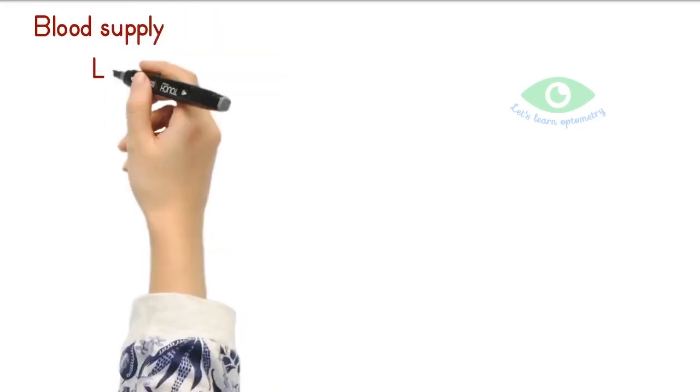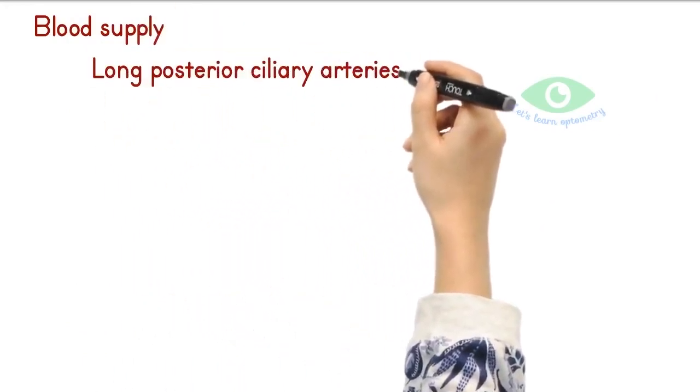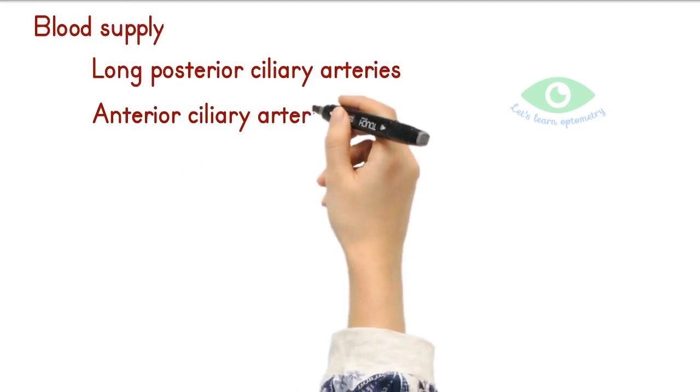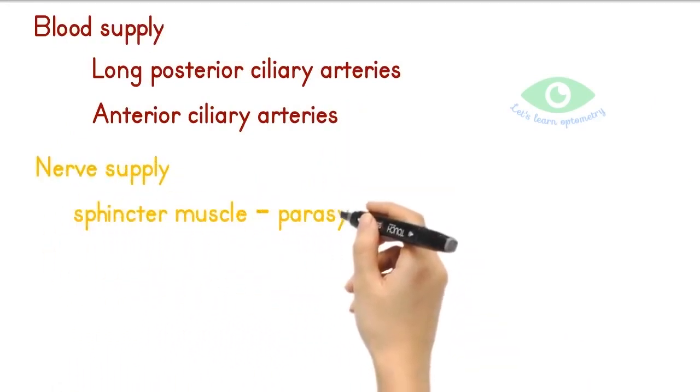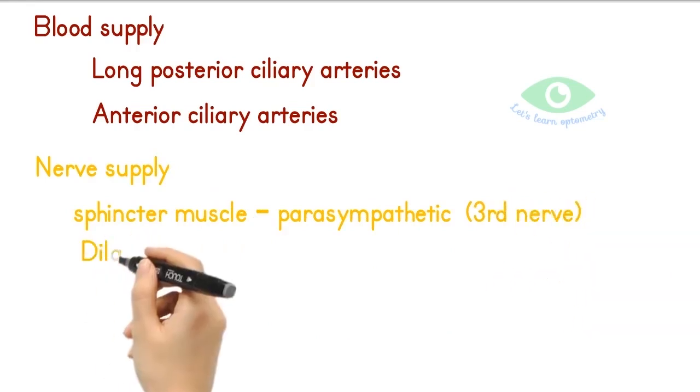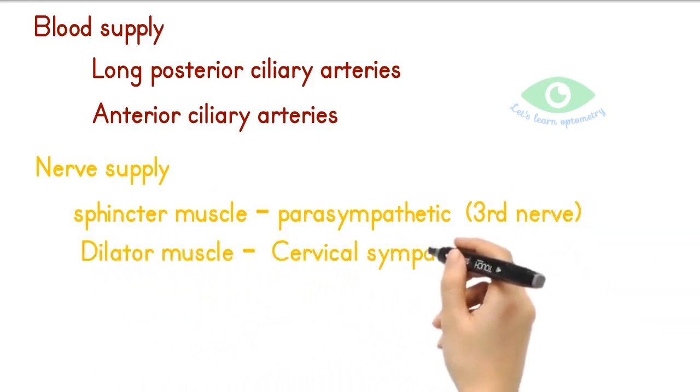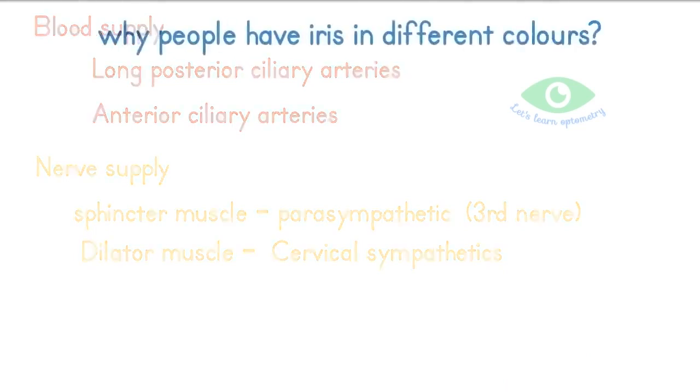Blood supply to the iris is by the long posterior ciliary arteries and anterior ciliary arteries. Nerve supply. Sphincter pupillae is supplied by the parasympathetic fibers through the third nerve. Dilator pupillae is supplied by the cervical sympathetics.